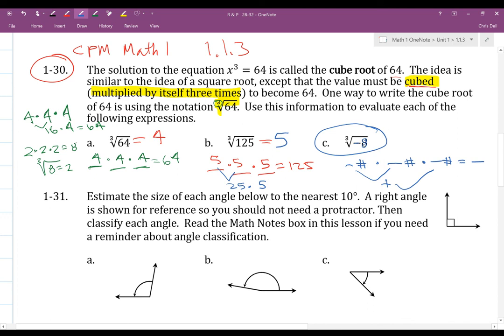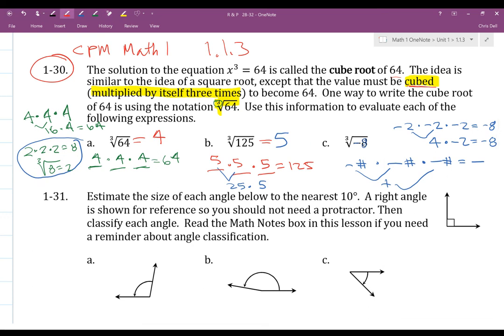And so we already over here talked about 2 times 2 times 2 is 8. So is -2 times -2 times -2 equal to -8 is the question. So we'll just check it. -2 times -2 is a +4. And then +4 times -2 is, yes, -8. So for this one, the cube root of -8 is equal to -2. That is the answer for that one.